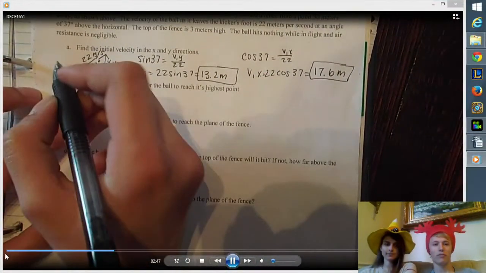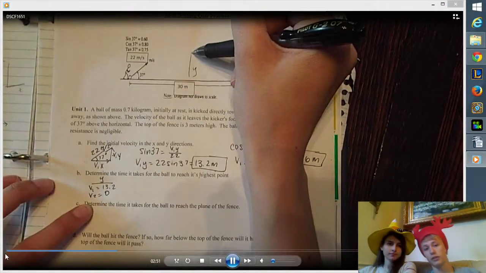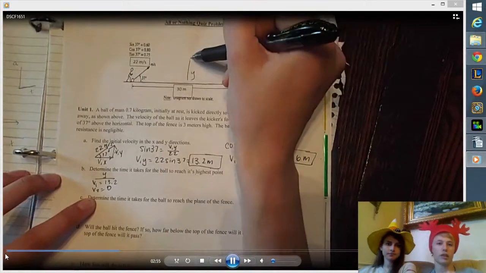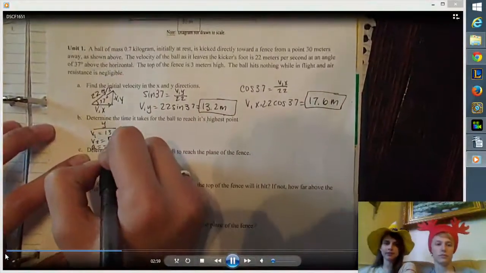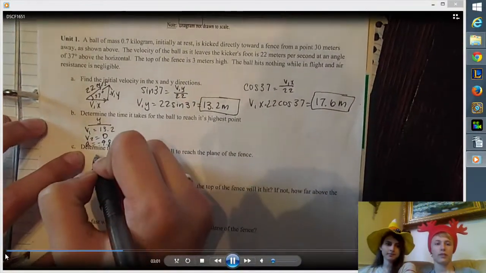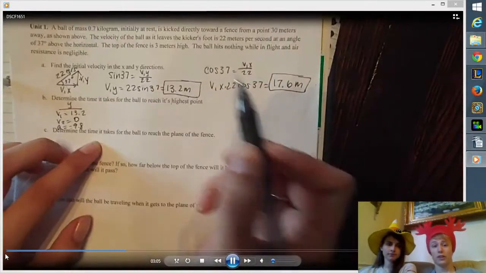V1 is equal to 13.2. V2 is equal to 0. 13.2 is from the previous problem. We showed what V1, the initial speed in the y direction, was. V2 is 0 because it's at its highest point, so it's not moving right then. That's where it stops moving. The acceleration of gravity is negative 9.8, which is why the acceleration is negative 9.8.